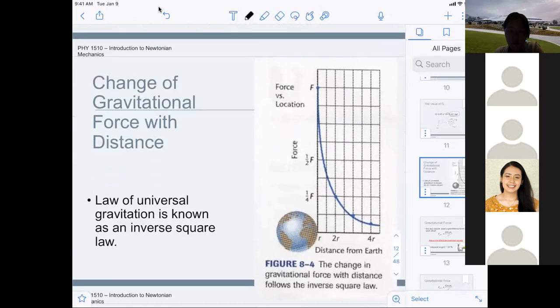The gravitational force changes with distance and it drops as an inverse square law. It reduces as 1/r squared. So as your distance doubles, your force will become 1/4. If your distance quadruples, your force will become 1/16 of what it had before. We call this an inverse square law. When you do 1520, you will talk about Coulomb's law, the force between charged particles. That is also an inverse square law, 1/r squared, as you will see later.